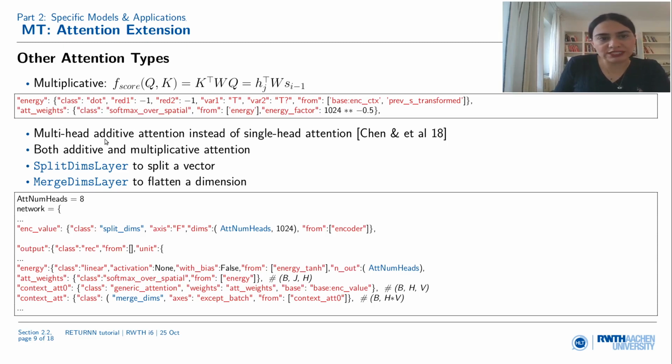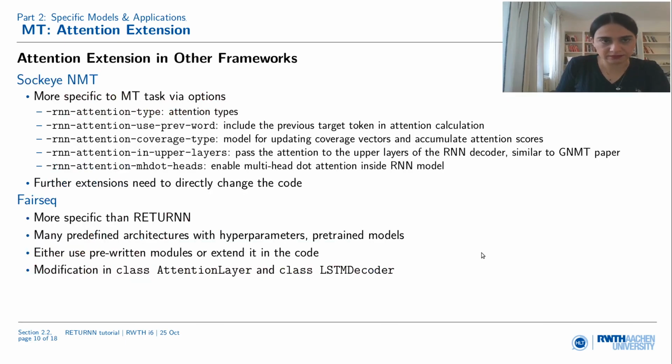We can have multi-head additive attention instead of single head. To do so, both a split dimension layer and a merge dimension layer should be used. First, we need to divide the encoder representation by the number of heads. Let's assume H is the number of attention heads in the encoder. F represents the feature axis here. And then in the decoder, we need to merge them again to flatten to the final dimension.